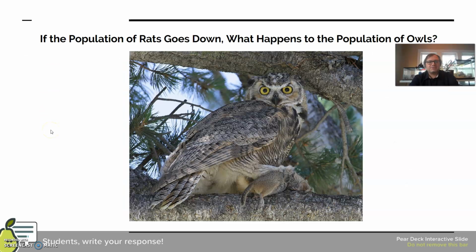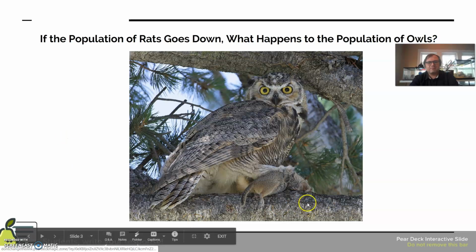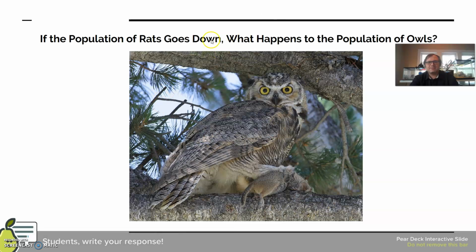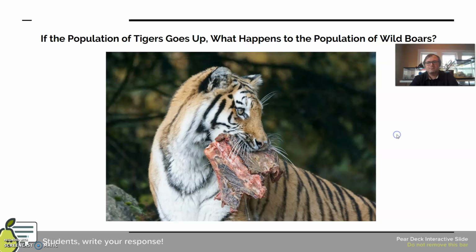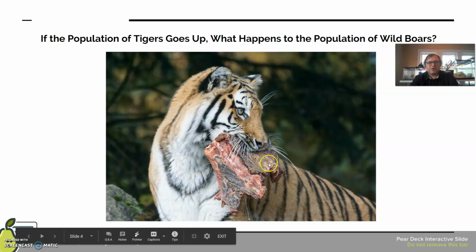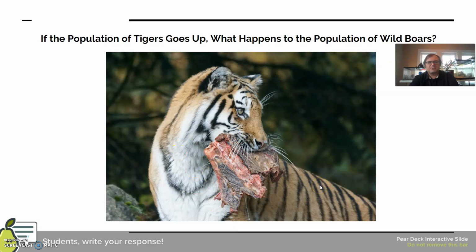Okay, so the first example we have here is: if the population of rats goes down, what happens to the population of owls? Again, think about how those two would affect one another. For this one, we're talking about if the population of tigers goes up, what happens to the population of wild boars? We're not seeing a full wild boar here, but that is a big prey source for tigers in some colder parts of Asia. So again, you can pause at each one of these to consider how the population is affected.